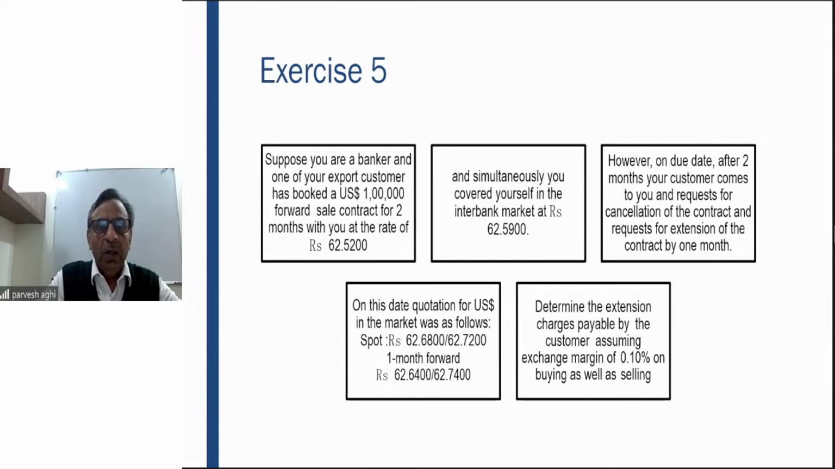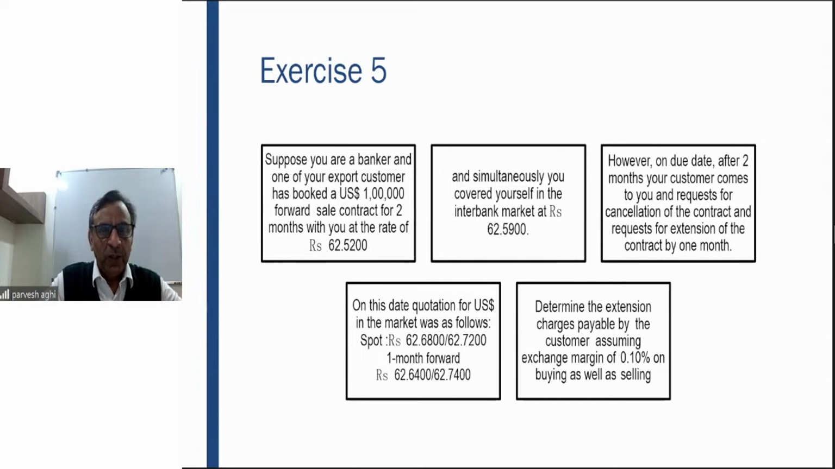But what happened? This was supposed to happen, but you came to the bank and said, I don't want this transaction to happen, so I want to cancel the contract and kindly extend it for 1 month. So first, the original contract needs to be cancelled and a new contract booked. For the cancellation rate, you need the spot rates. First you have sold the dollars to the bank.